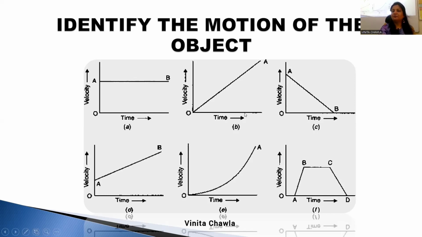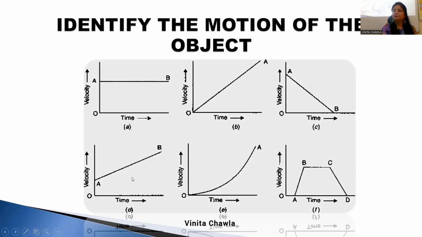And second graph, it is increasing by equal amount in equal intervals of time. So what does this graph indicate? It indicates uniform acceleration. Graph C, velocity is decreasing by equal amount in equal intervals of time. So it shows uniform negative acceleration. So what is the name for negative acceleration? It's retardation. Uniform retardation.